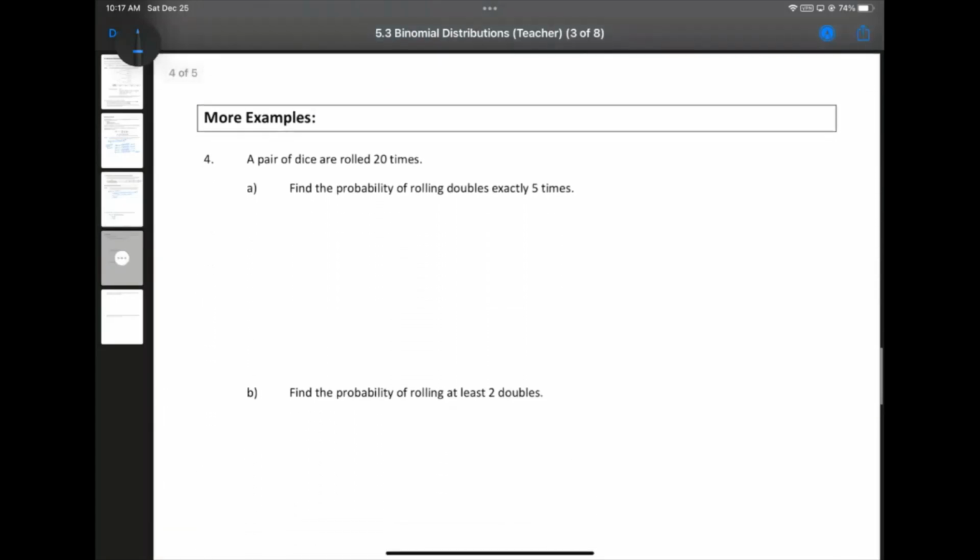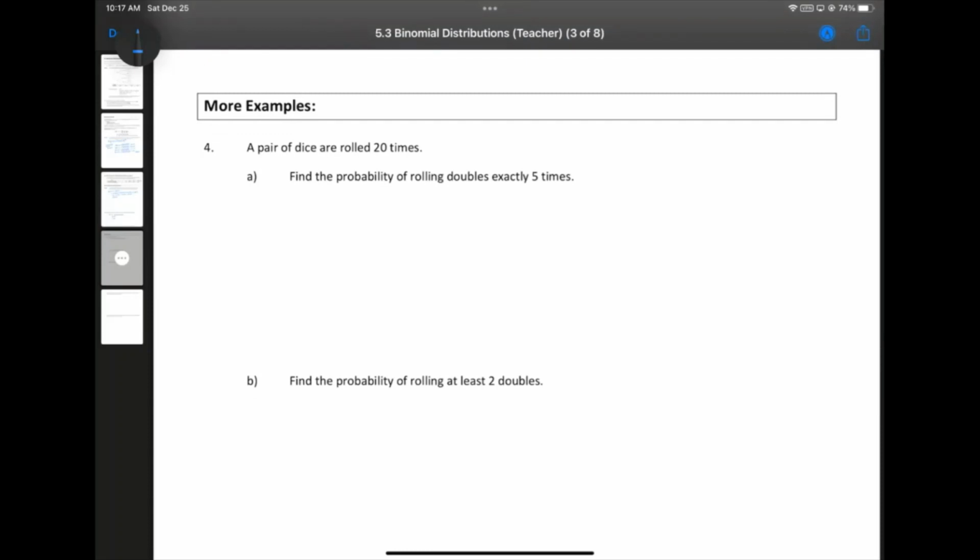So let's just do a few more examples so we become a little bit more comfortable with this. Once we're comfortable with this, we're really set for the rest of the unit.